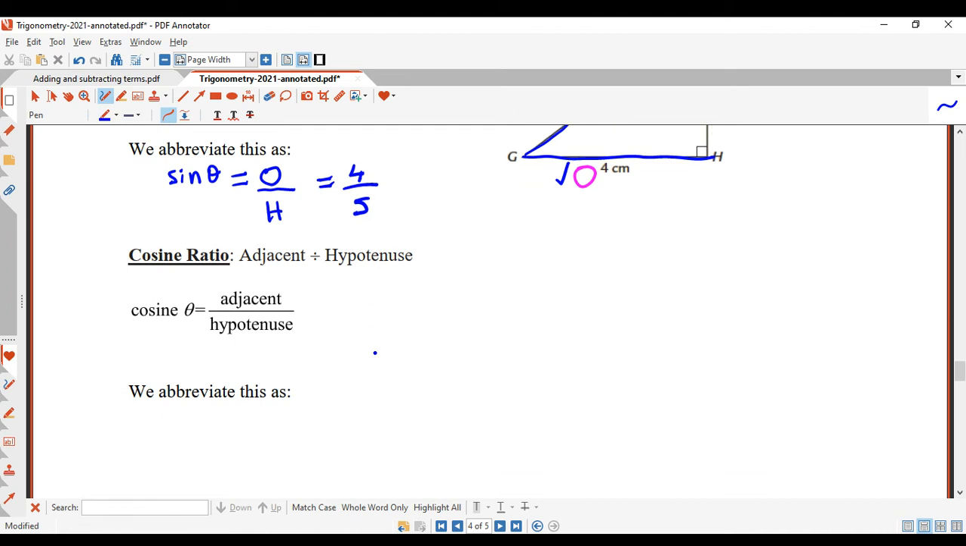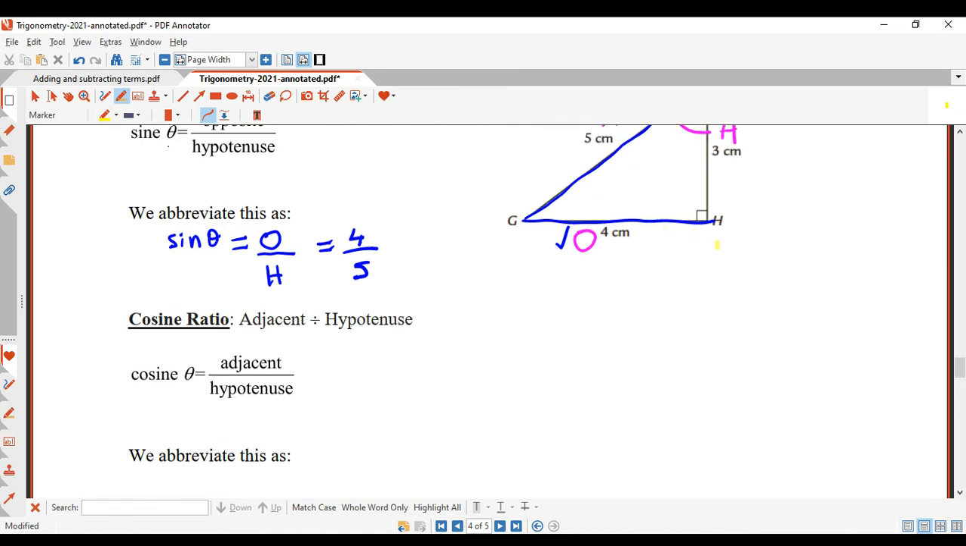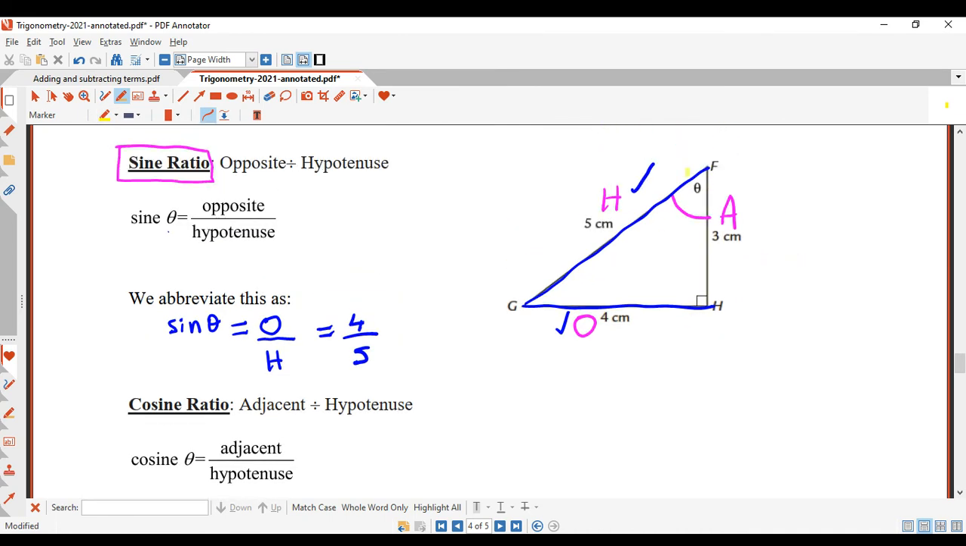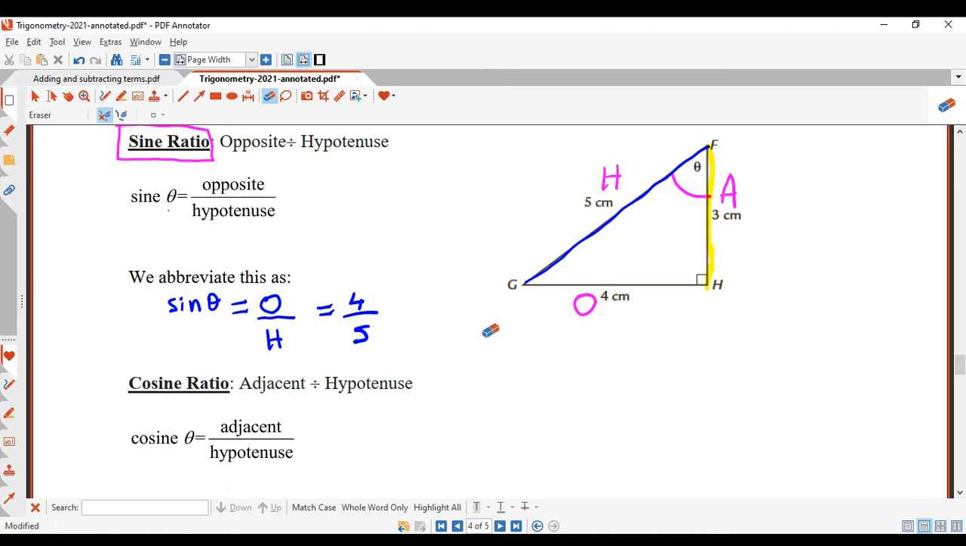Now, what about the cosine ratio? The cosine ratio is the adjacent side divided by the hypotenuse. So if I'm looking at the adjacent side, then let's just change the color here. The adjacent side is this side here. Let's just get rid of the other ones here. So the adjacent side divided by the hypotenuse is the cosine ratio.